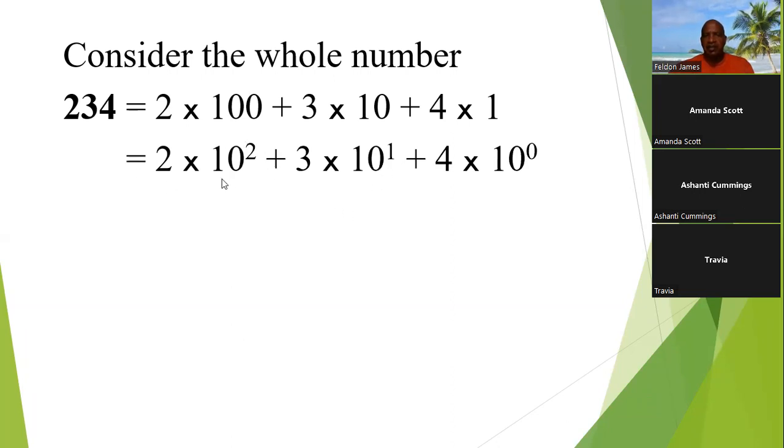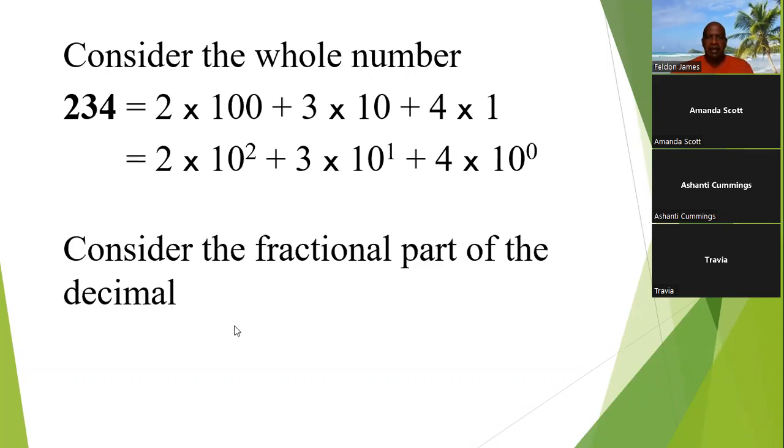Now, if you look at them in terms of power, you will see that this is 10 to the power 2, 10 to the power 1, and 10 to the power 0. So for whole numbers, your place values are also in powers of tens. All right, consider the decimal fraction now.